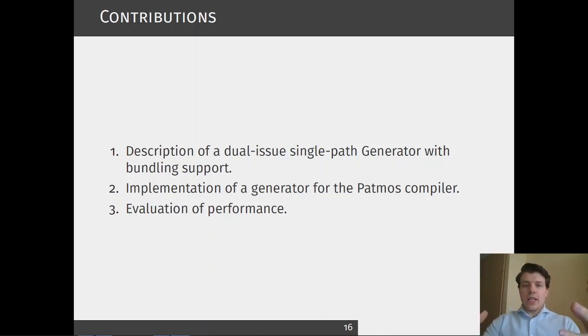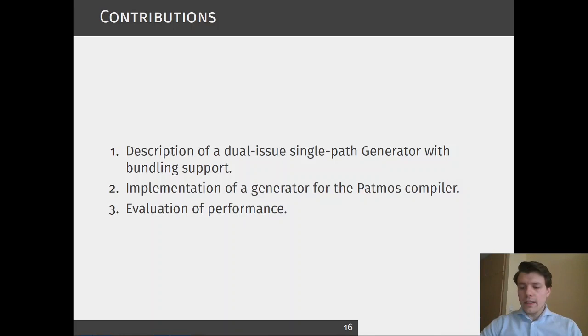And bundling is taking 2 blocks of instructions and then bundling their instructions together so that both are executed at the same time. The first block will get its instructions executed on the first issue slot on the processor, and the second block will get the second issue slot. Now, simply bundling them together isn't as simple because not all instructions can be in both issue slots. For example, loads have to be in the first issue slot, so if both blocks have loads in the same position, then they need to be interleaved to execute correctly. So we also have an implementation of this generator for the Patmos compiler, and in the end we evaluate its performance.